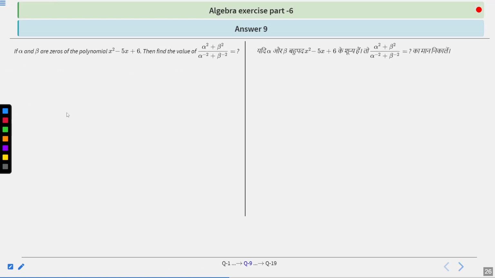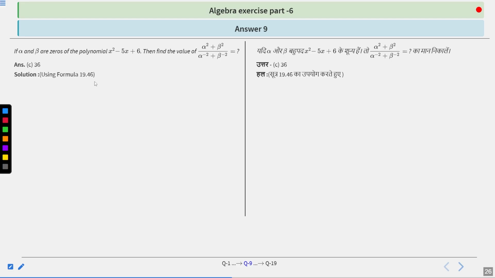So alpha and beta are the zeros of the polynomial that was given to us, that is x square minus 5x plus 6. And we have to find the value of alpha square plus beta square upon alpha raised to power minus 2 plus beta raised to power minus 2. This was our question. So the answer to this question is option number C, 36. Now let us look at the solution of this question.